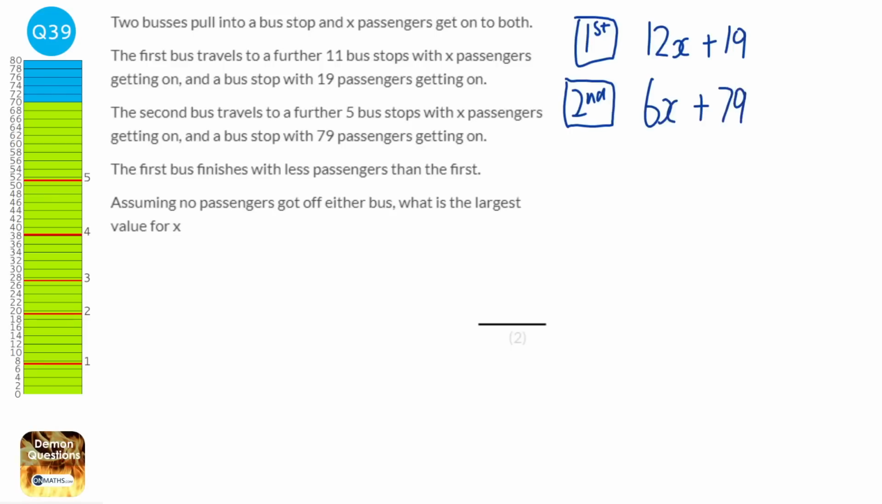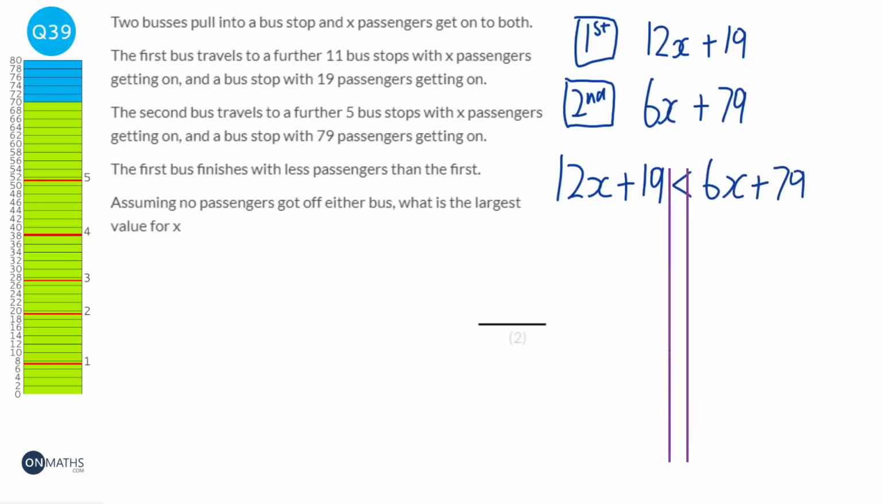And it says the first bus finishes with less passengers than the second. So the first bus finishes with less. And the way we show that is with this inequality here. Now all we need to do is solve that inequality. We've got X on both sides, so we look at the X's. We've got 12X and 6X, so we always take away the smaller amount. So we're going to take away the 6X both sides.